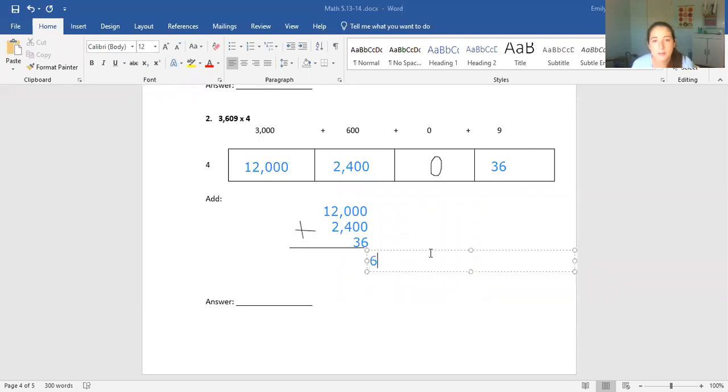6 plus 0 plus 0, 6. 3 plus 0 plus 0, 3. 4 plus 0, 4. 2 plus 2 is 4. And then 1. And a comma. 14,436. Let me just make sure.